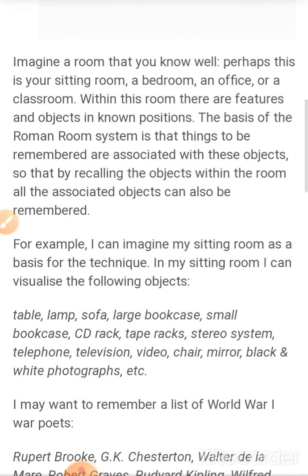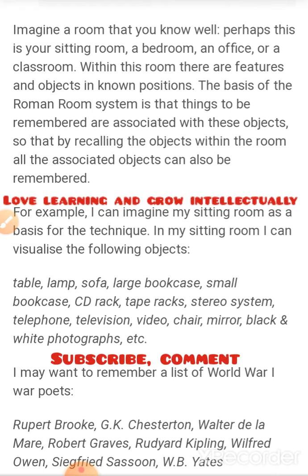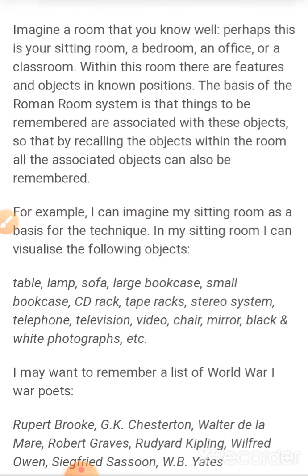Let's see how it works. Imagine a room that you know well. Perhaps this is your sitting room, a bedroom, an office, or a classroom. Within this room, there are features and objects in known positions. The basis of the Roman room system is that things to be remembered are associated with these objects, so that by recalling the objects within the room, all the associated objects can also be remembered.